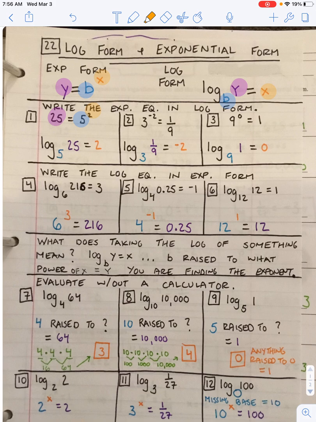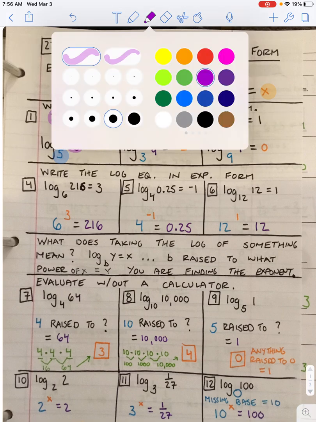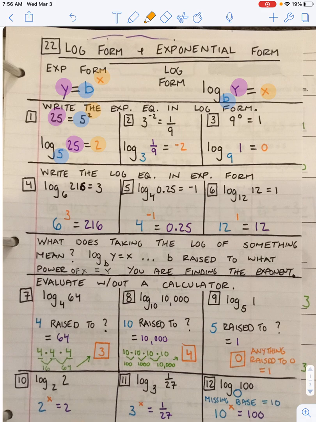So in log form, we do log of our base b, so our base of 5, of 25 is equal to 2. So 5 raised to what power is 25? Your answer is 2. So log base 5 of 25 equals 2.